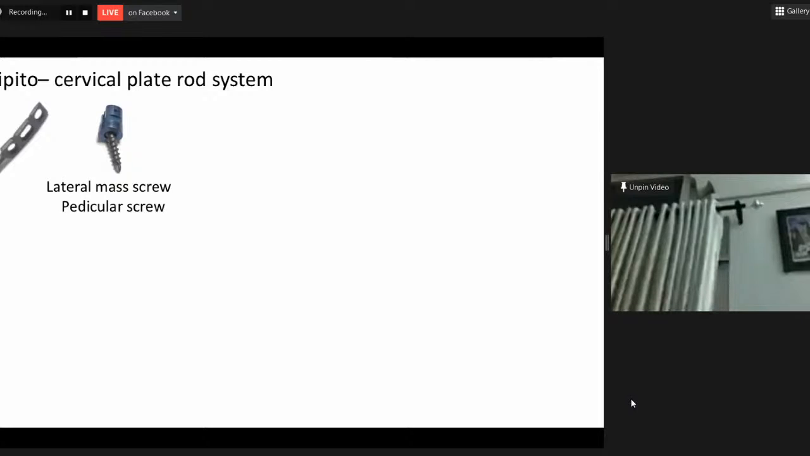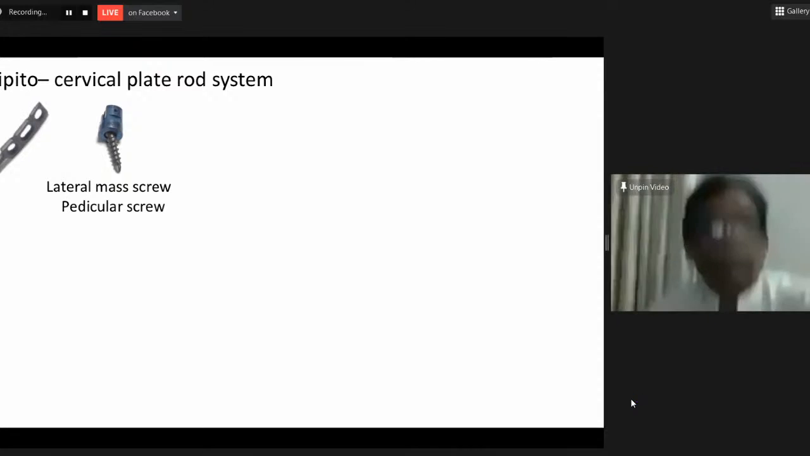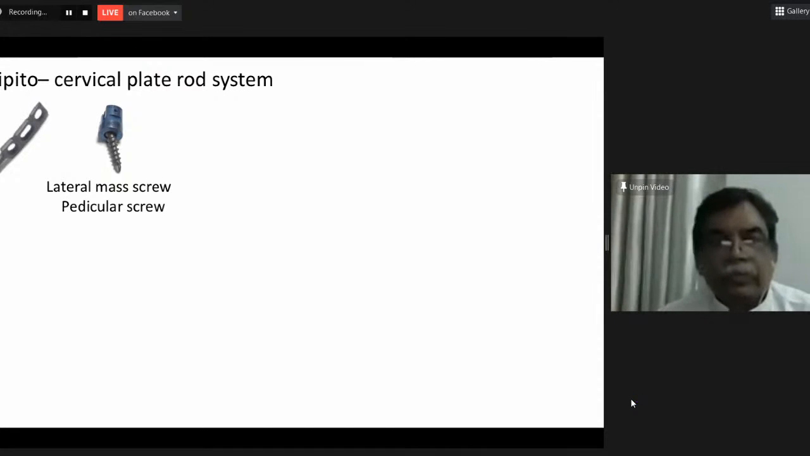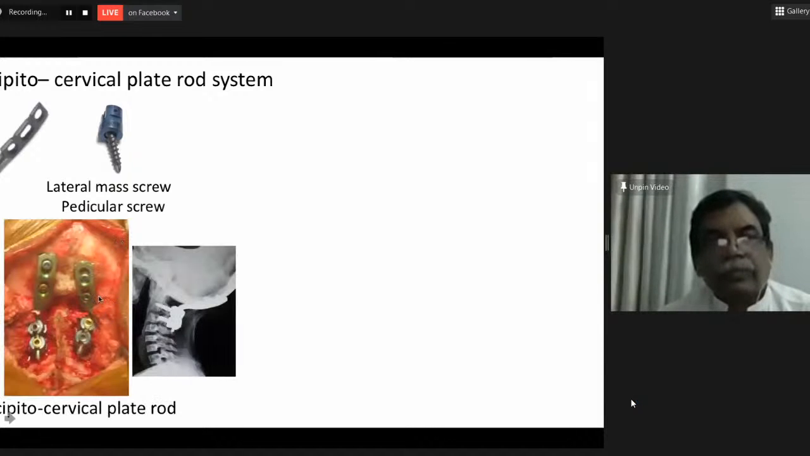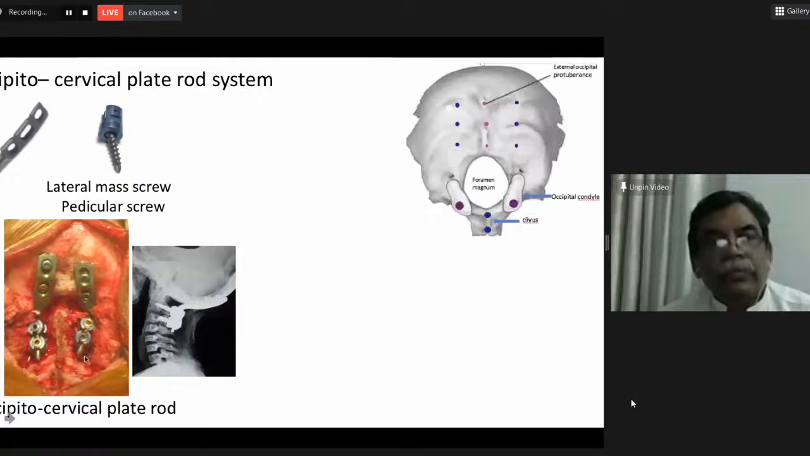Now, since there was separate plate and rod, there was a system where the proximal part was a plate and the lower part was the rod. This is quite commonly seen in the occipito-cervical area. The plate sits in the occipital area, and the rod goes down in the subaxial spine. In the cervical spine, you use lateral mass screw or pedicle screw, and that's how it is fixed there.